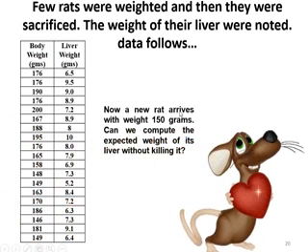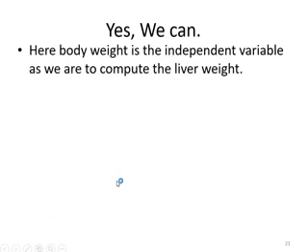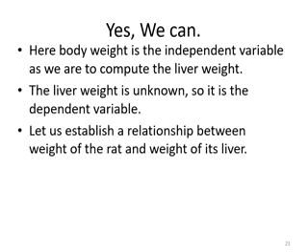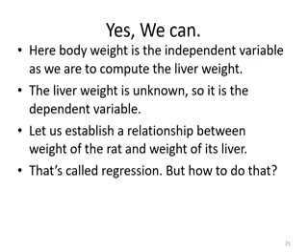Say a new rat arrives with a weight of 150 grams. Can we estimate the weight of the liver of that particular rat without killing it? Yes, we can do that. Here body weight is the independent variable, it means body weight of the rat is the value of x, and we compute the liver weight, which is the dependent variable. Let us establish a relationship between the weight of the rat and the liver weight of the rat, and that is called regression. But how to proceed with that is the issue here.